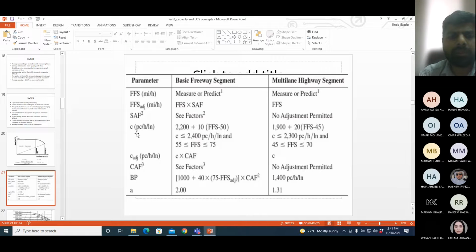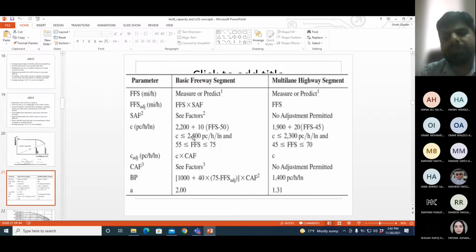Capacity of freeways, this is the equation. Capacity of multilane highways, this is the equation. Maximum capacity of a freeway is 2400, and maximum capacity of a multilane highway is 2300. Now what does maximum mean? If you calculate the value from the equation for a freeway and it comes out to be 2500 passenger cars per hour, this is more than the maximum value, so you will discard the value from the equation and take 2400.